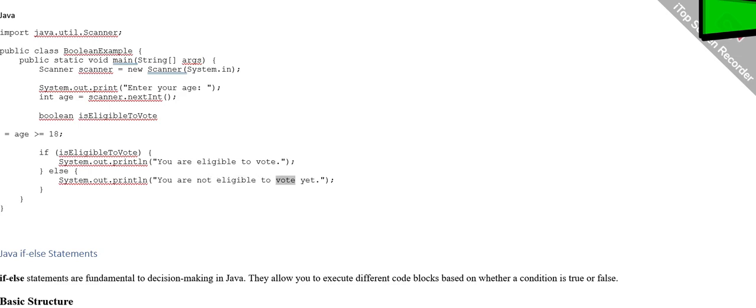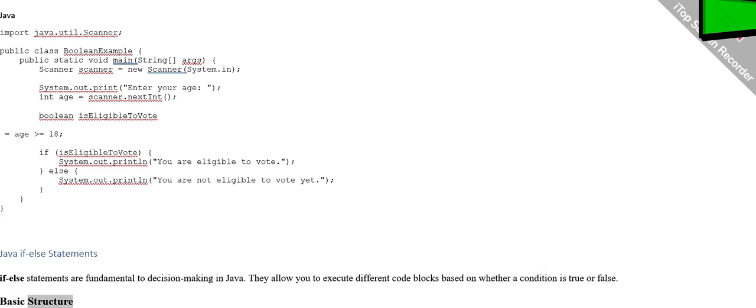System.out.println("You are not eligible to vote yet.") Java if-else statements. If-else statements are fundamental to decision-making in Java. They allow you to execute different code blocks based on whether a condition is true or false.